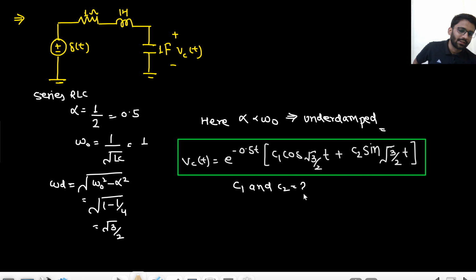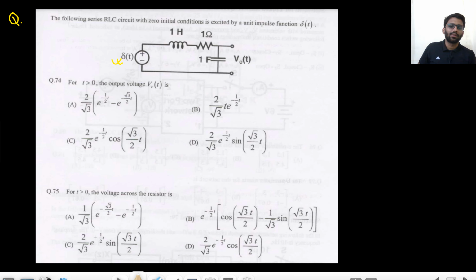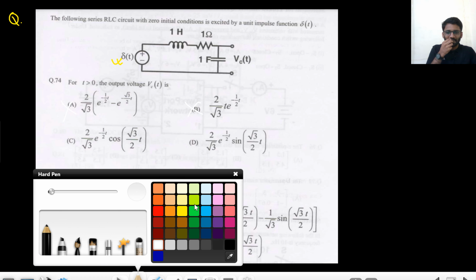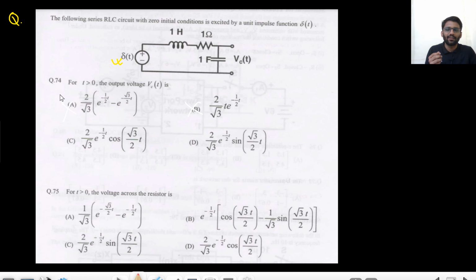Now in the exam, what will I do? I will go to the options. Options A and B are cut. Why are both of them cut? Because they don't have any sinusoid. If an underdamped system is there, the response will have some oscillations. If oscillations are there, there has to be some sinusoid or cosinusoid. So these two options are left.